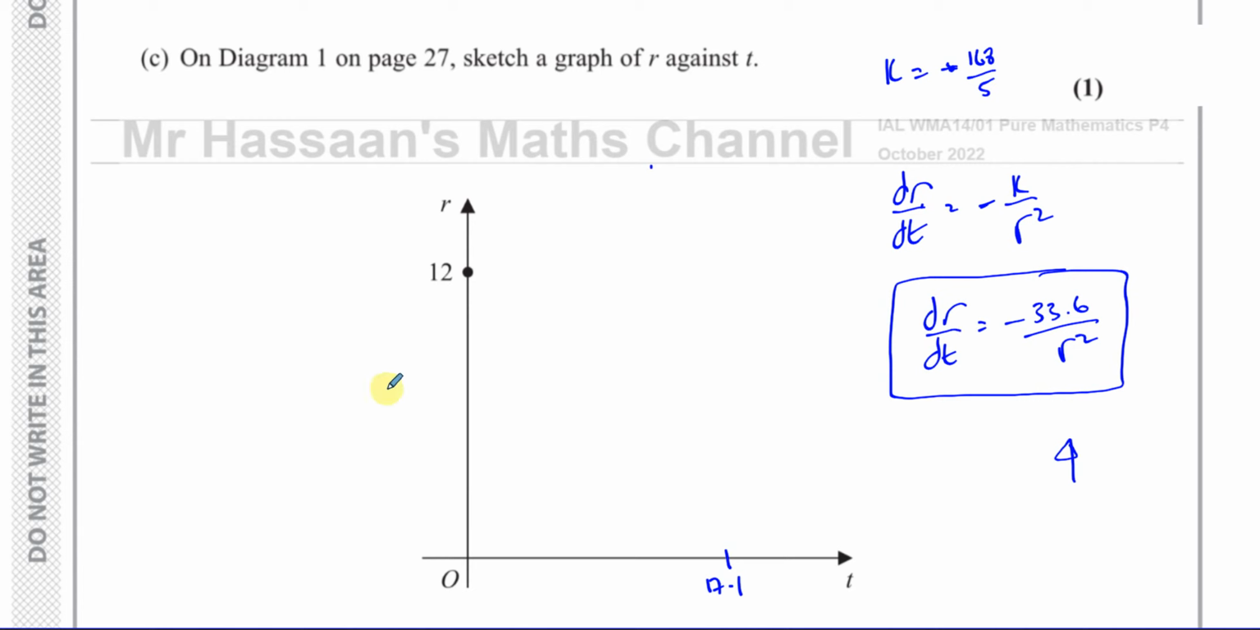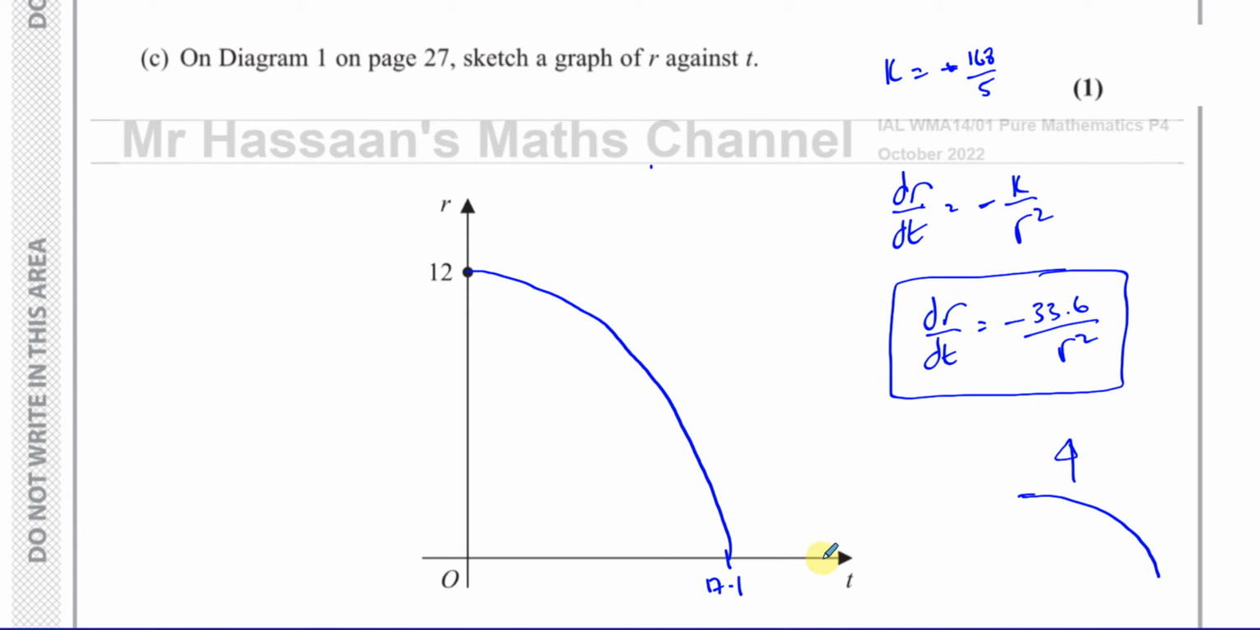Yeah, so as the radius decreases, its magnitude is going to get bigger. For example, when r is a half, this will be multiplied by 4. When r is 1/8, it's going to be multiplied by 64, and so on. So the magnitude of the gradient is going to get bigger. It's going to get more steep, but in the negative direction. It's going to start off like this and get more and more steep as time goes on. So this is going to be some curve that looks something like this.